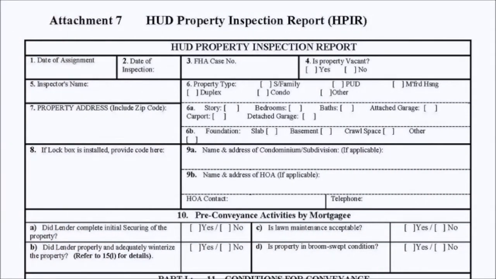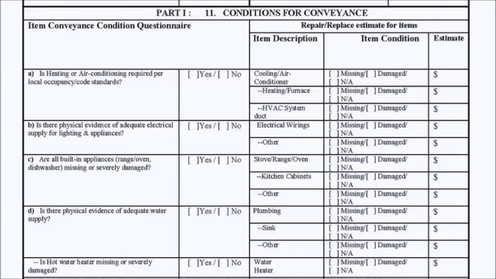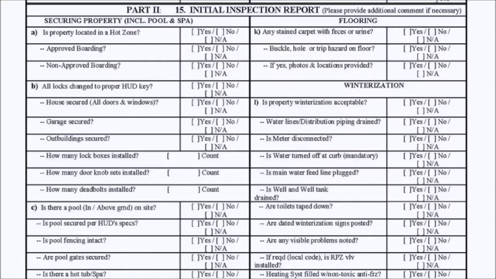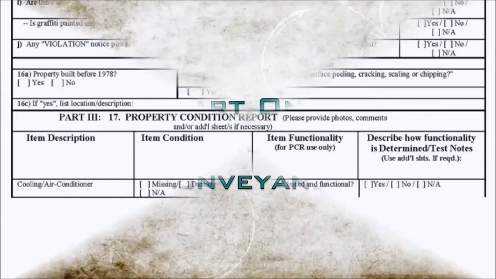The first thing you might notice when looking at the HPIR form is that it is really 3 inspections in one. In addition to the very first section, which simply provides detailed property information such as the case number, address, lock codes, property type, and other basics like that, there are 3 sections which are labeled conditions for conveyance, the initial inspection, and finally, the property condition report.